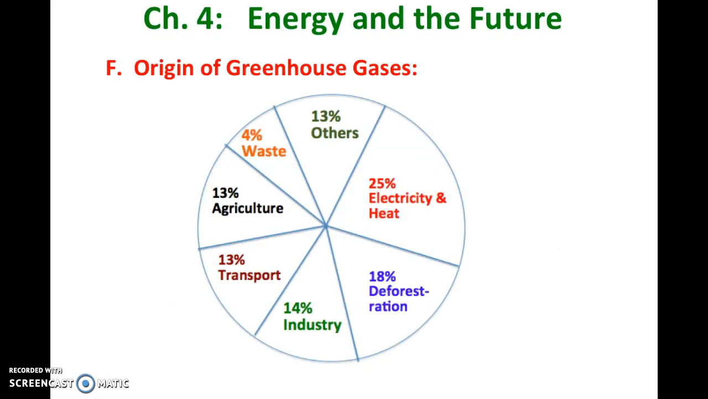Where do these greenhouse gases come from? The origin of greenhouse gases is due to various activities of human beings, such as 20% from electricity and heat generation, 18% from deforestation, 14% from industry, 13% from transportation, 13% from agriculture, 4% from waste, and 13% from all others. All these activities are related to energy consumption.